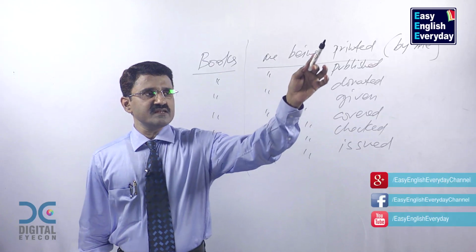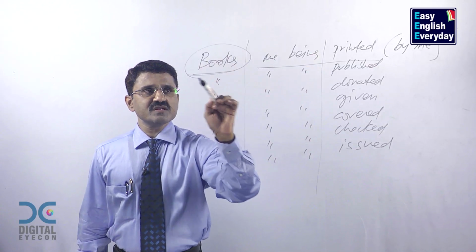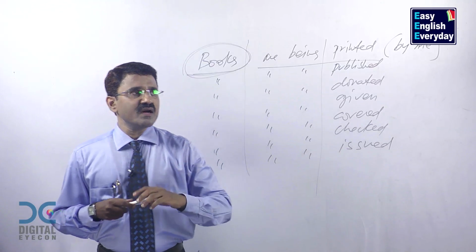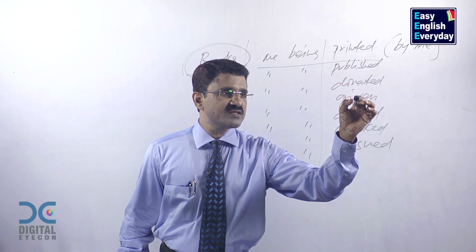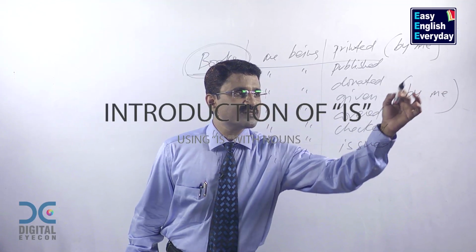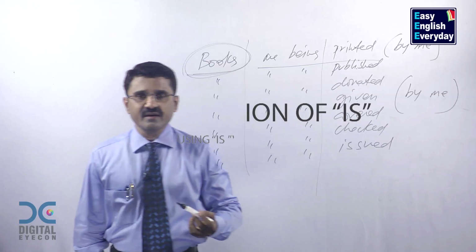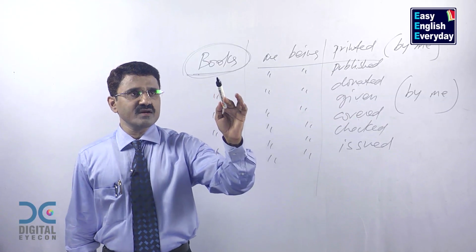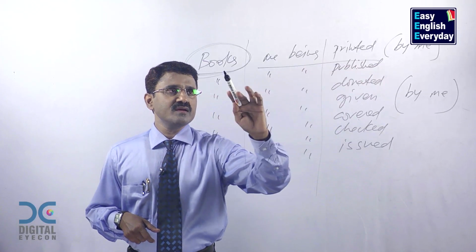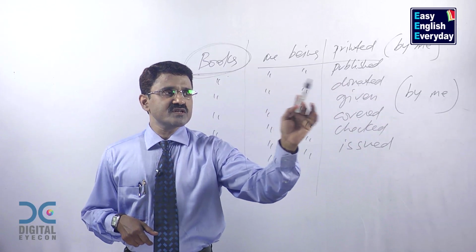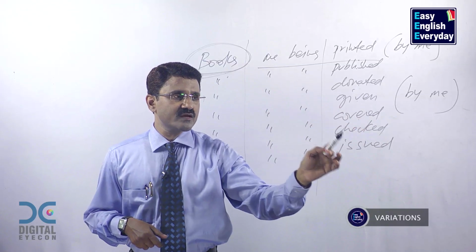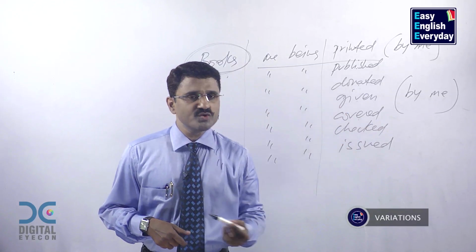What is the meaning of these sentences? In these sentences, books are not the doers. Books are not doing any action. Action, printed, published, donated, given, covered, checked, issued, done by somebody else. Let us say by me. I am the doer here, not the books. And grammar calls it present continuous passive voice. Books are being printed by me. Books are being published by me. Books are being donated by me. Books are being given by me. Books are being covered by me. Books are being checked by me. Books are being issued by me.